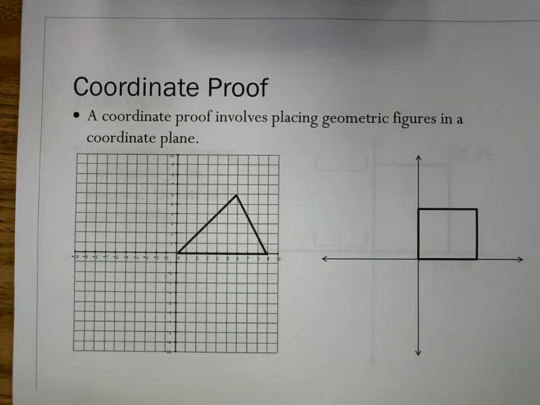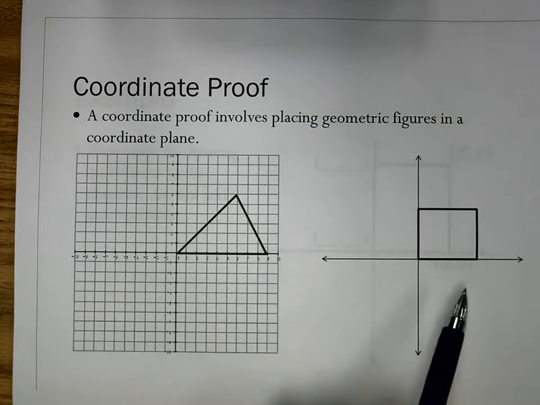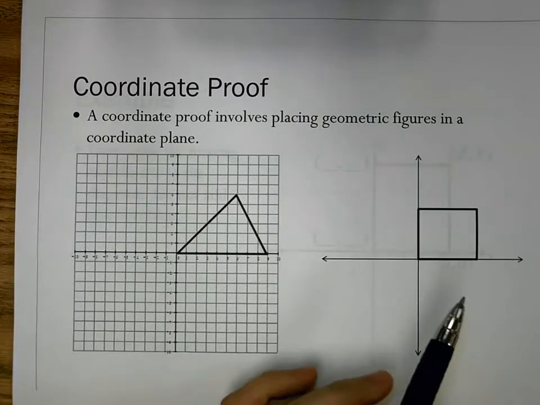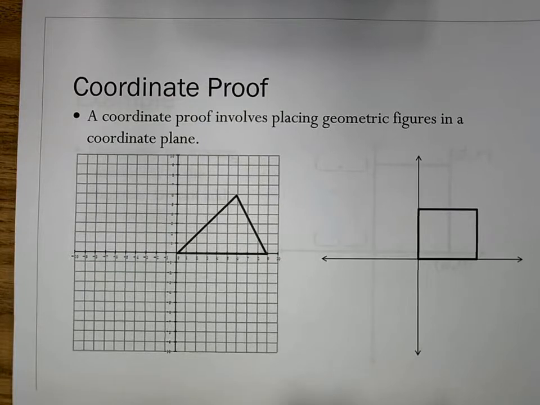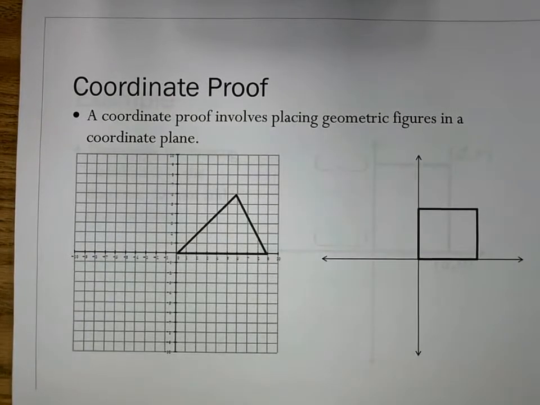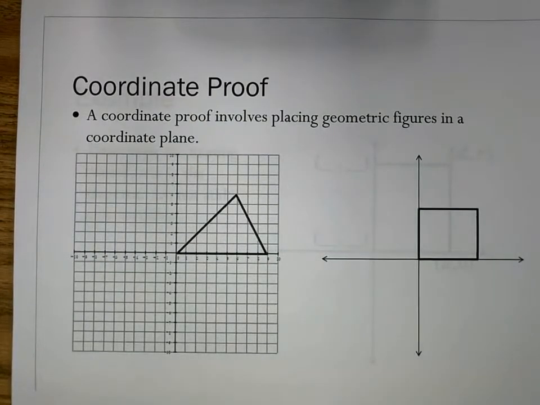And coordinate proof is a proof that involves placing geometric figures in a coordinate plane. So instead of just having some shape floating there through space, we now give it a grid where it's on an exact graph, or maybe we just give it axes, where we're going to treat them as variables for the values. So I have this triangle here. It's placed on the graph. I need to give it coordinates.